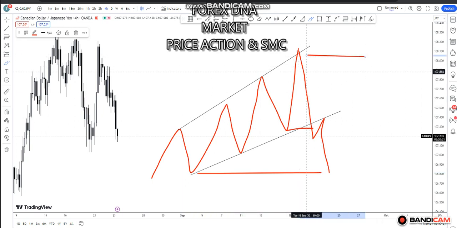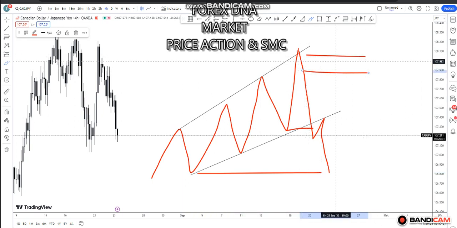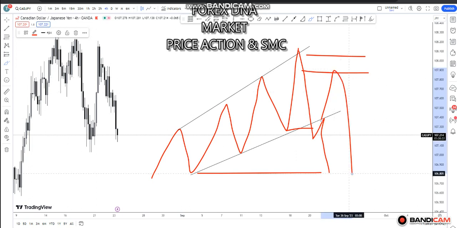Some people will enter because we have the order block, then we will enter somewhere here at this point, then we will sell. We will wait until this point, then we will sell. Sometimes maybe you will find what we call a flip, then we will sell here at this point.